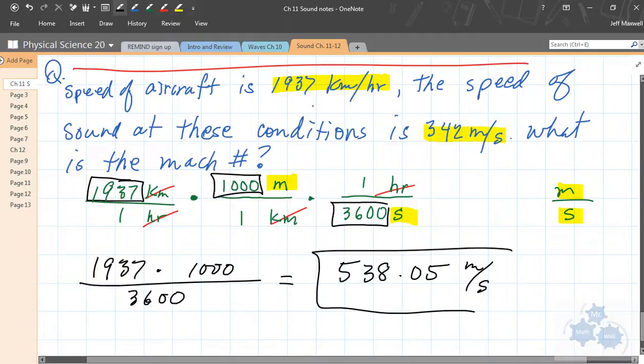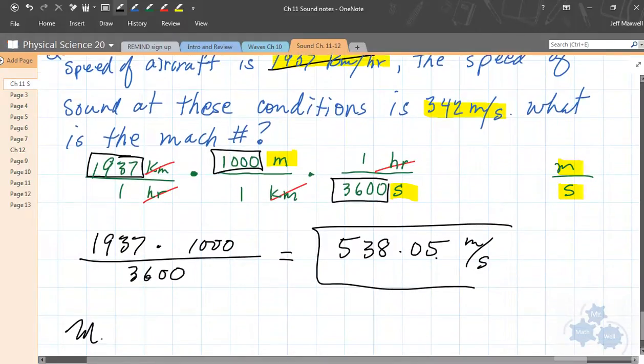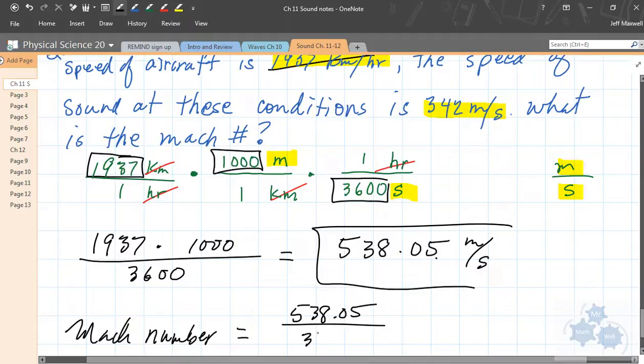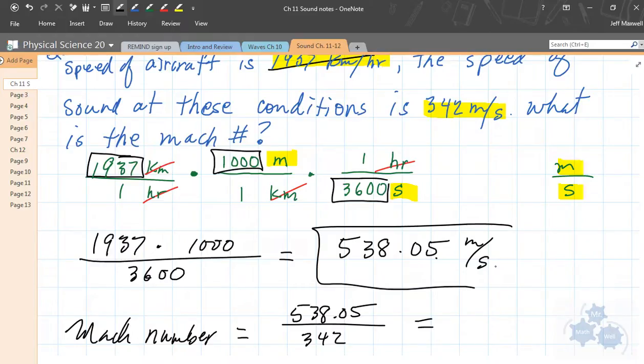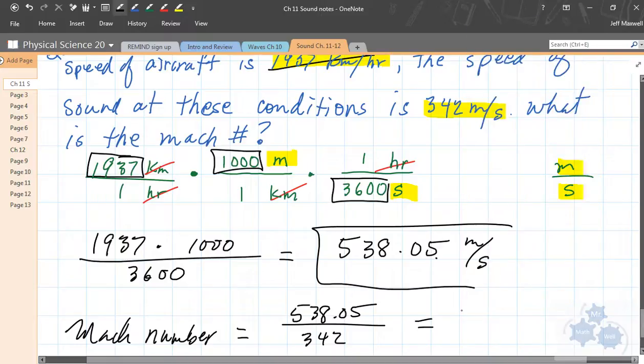So now that we've got this in the proper unit, now I can do a straight division. So Mach number equals 538.05 divided by 342. And there's no unit for Mach number, remember? Because the units divide out. Meters per second divided by meters per second, or whatever they are, they divide each other out. So there's really no unit. It's Mach 1 point whatever. So if we do that real quick, 1.57. Okay, so there's your Mach number, 1.57.